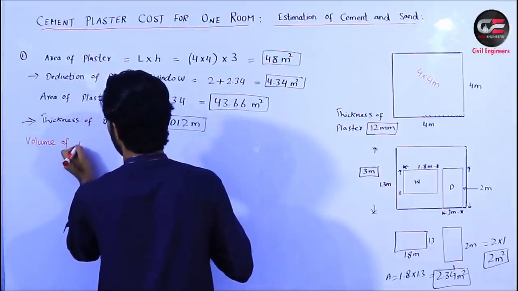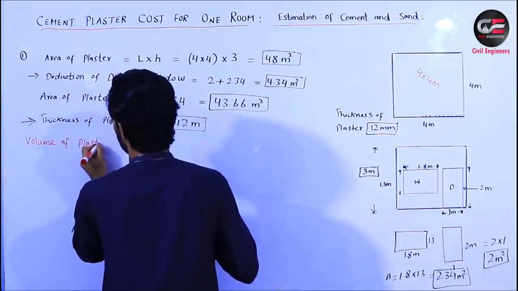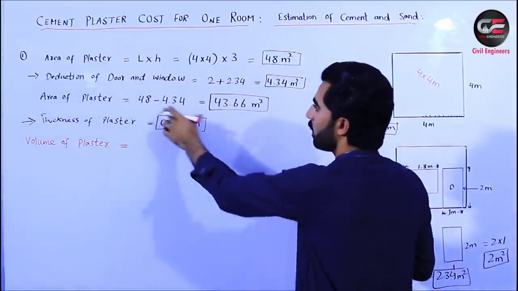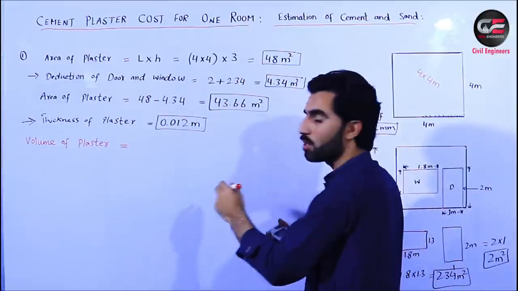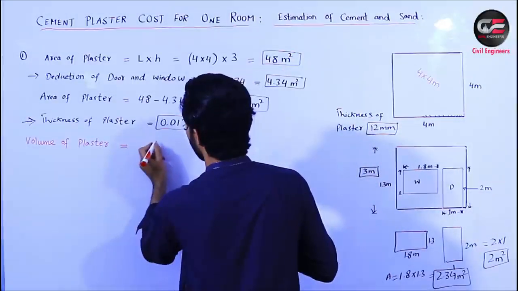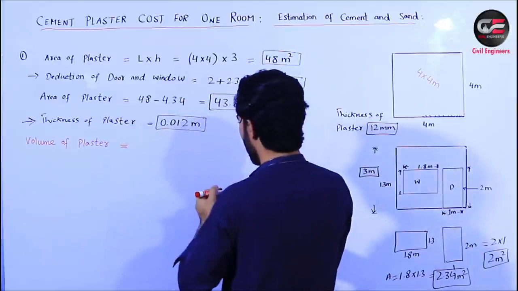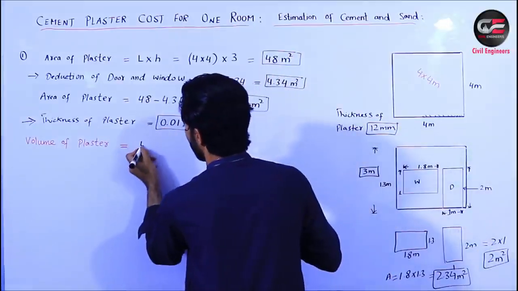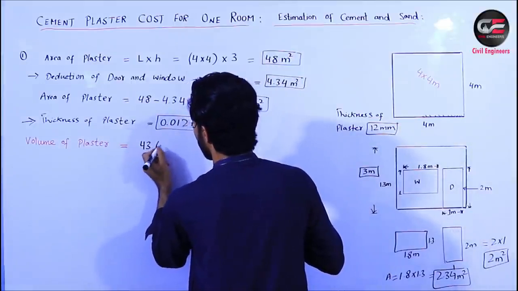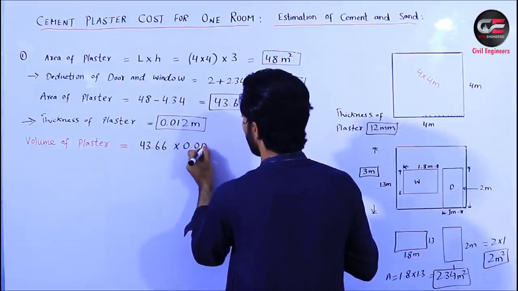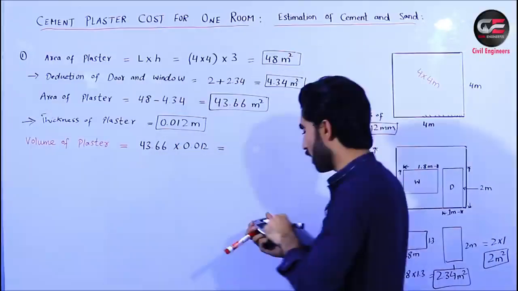We require the volume of plaster, so area of plaster multiplied by thickness will give us the volume of plaster. Now guys, you can see the area of the plaster is 43.66 meter square, multiplied by 0.012, this is the thickness of the plaster.